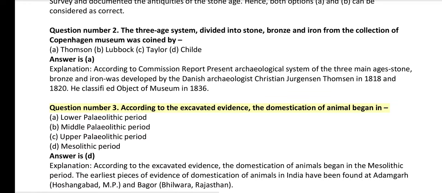Question number 3. According to the excavated evidence, the domestication of animals began in A. Lower Paleolithic period, B. Middle Paleolithic period, C. Upper Paleolithic period, D. Mesolithic period. Answer is D.